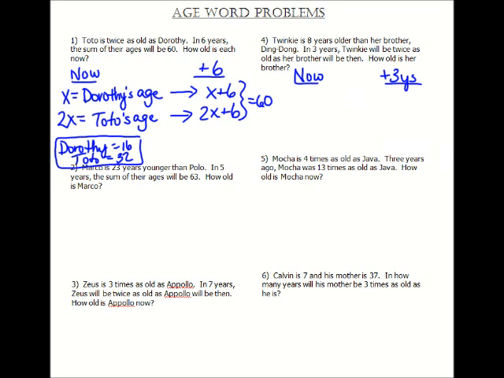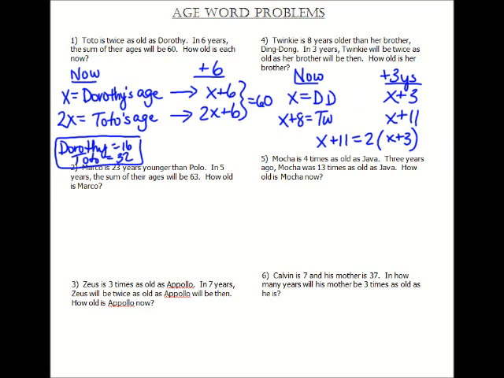So I get that X is how old Ding Dong is, and that means X plus 8 is Twinkie. In 3 years, Ding Dong will be X plus 3, and Twinkie will be X plus 11. So I set that up. In 3 years, Twinkie will be twice as old as her brother will be then. So this is how old they are in 3 years, and Twinkie is twice as old as her brother.